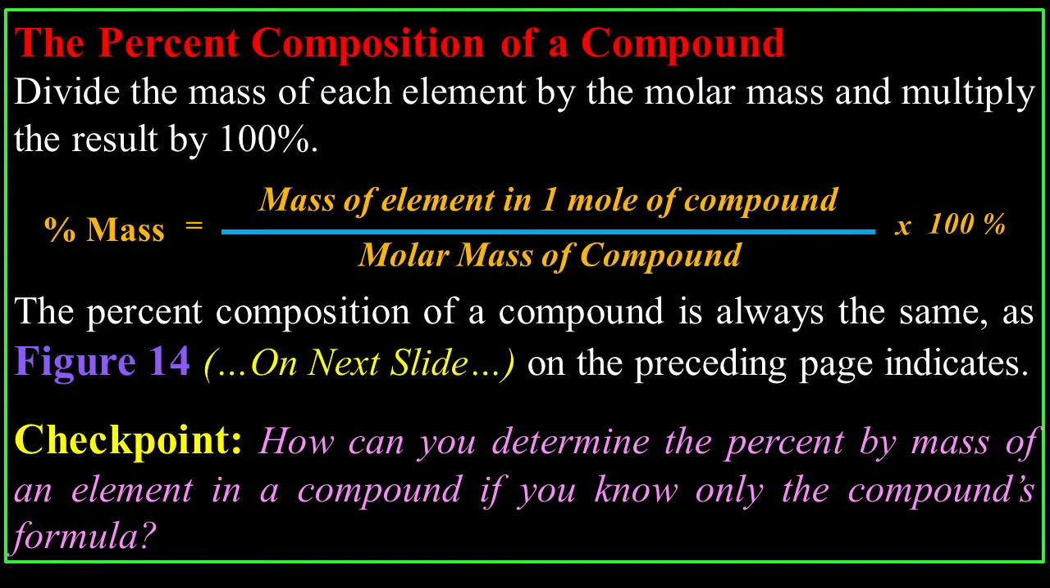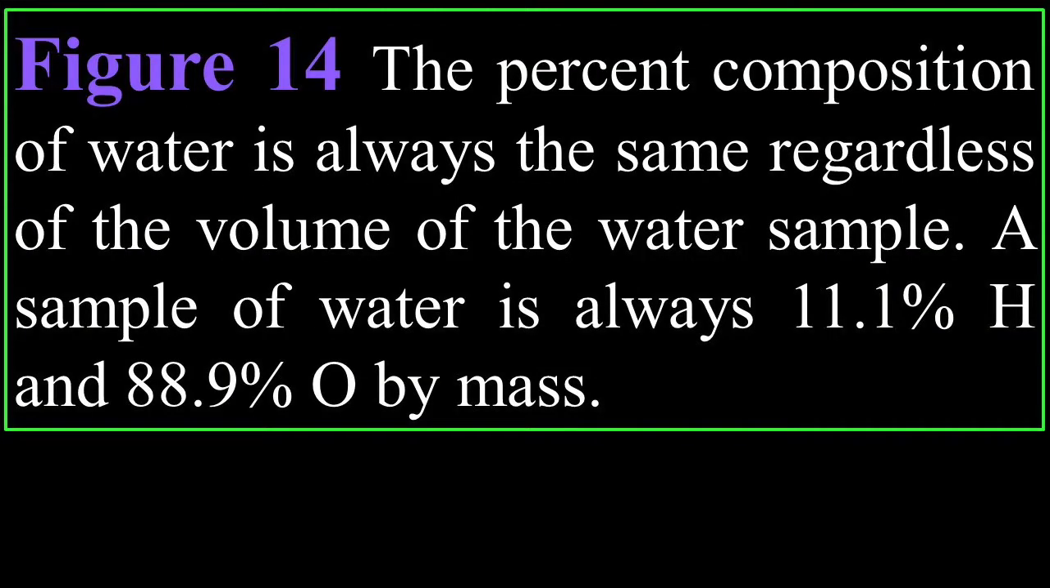The percent composition of a compound is always the same, as Figure 14 on the next slide indicates. Checkpoint: How can you determine the percent by mass of an element in a compound if you know only the compound's formula? Well, you just add up the AMUs of the total compound, and then it's the total mass of the element divided by the total mass of the compound times 100.